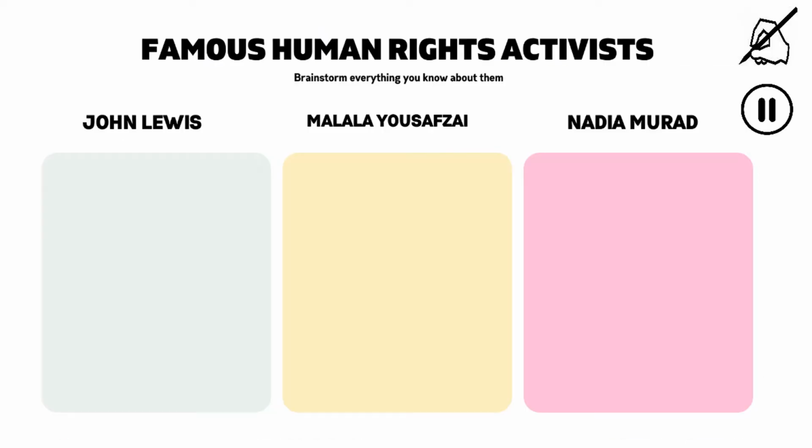The first activity for today is about three famous human rights activists. Your task is to pause this lesson and brainstorm, so write down everything you already know about them. So without Googling or researching, just stop the lesson and write anything that comes to your mind.